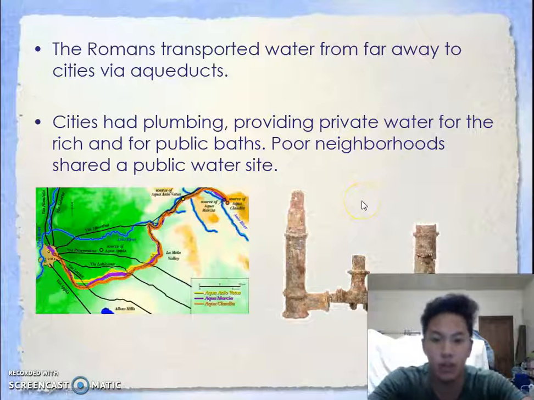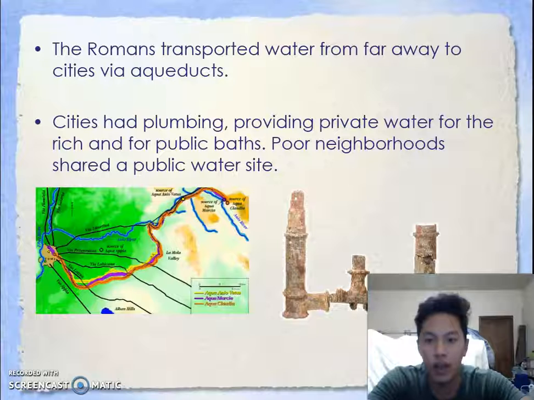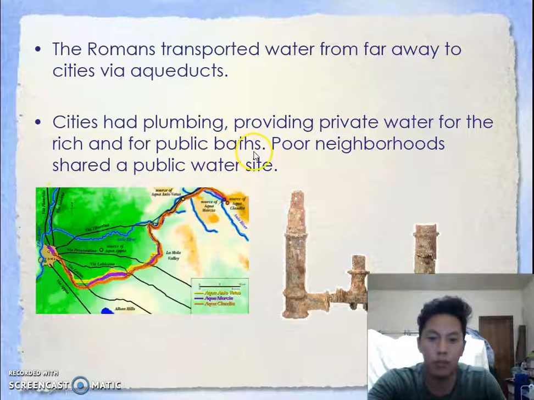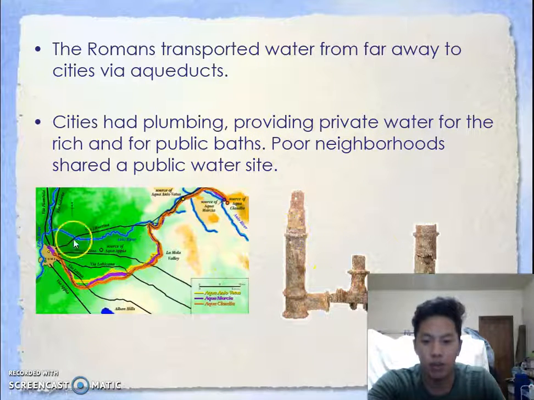The Romans transported water from far away to cities via aqueducts. Cities had plumbing, providing private water for the rich and public water for the poor, whose neighborhoods shared a public water set. This is the example, and this is the map of Marcia.